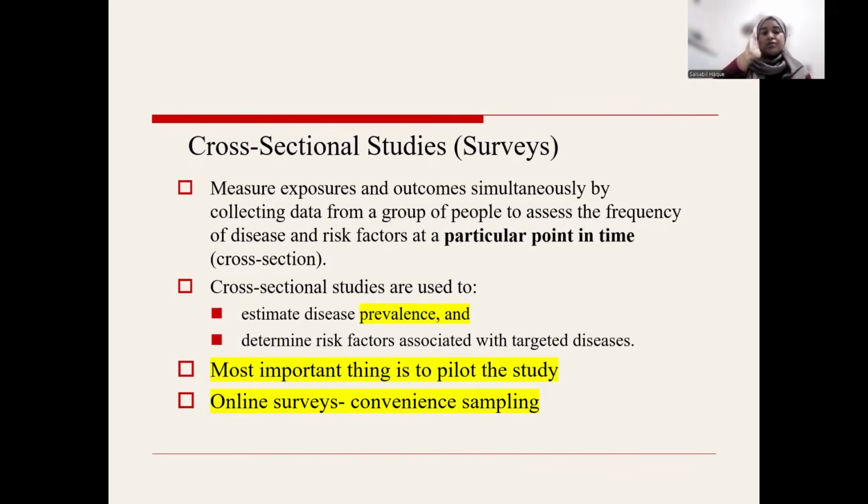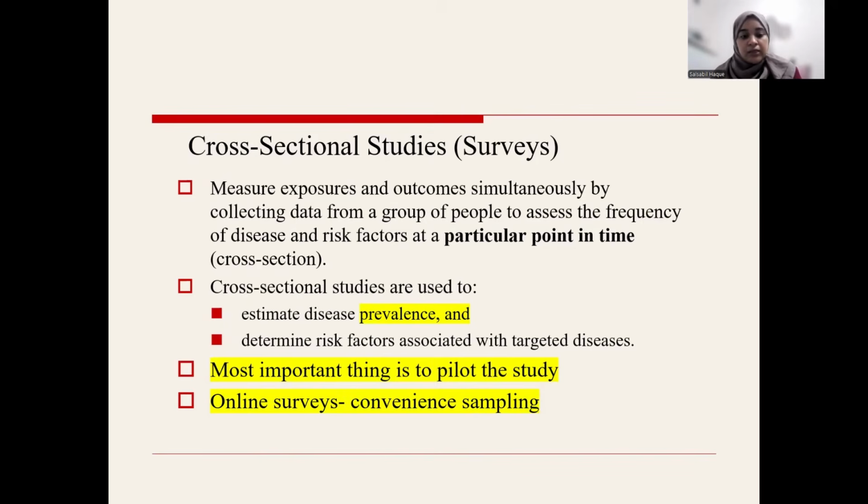All right. So, most important thing to do is to pilot the study. Again, these are from the MCQs. So, most important thing to do for a cross-sectional study is to pilot the study. What does this mean? You send it out to a few people, you assess their responses, and you see if your form is working, if your questionnaire is serving what it's supposed to serve.